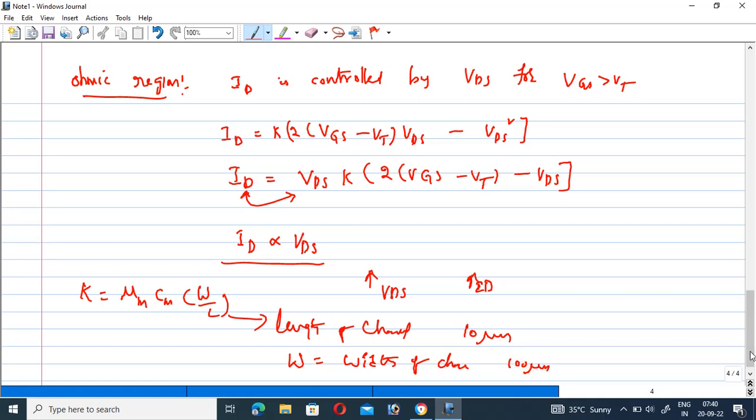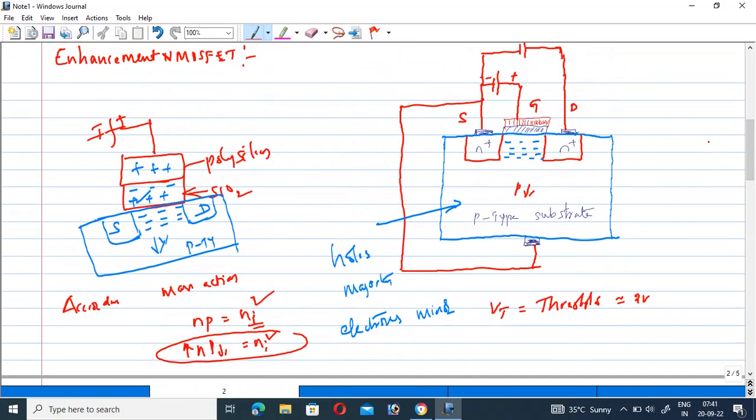The unknown parameters in the ohmic region are as follows. Mu n is nothing but the surface mobility, and it is quite low, a very small value. Mu n is 600 centimeter square per volt second. The mobility of the electrons in this region is very small compared to the mobility of the electrons in bulk.